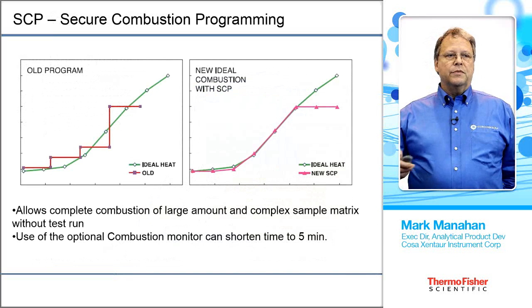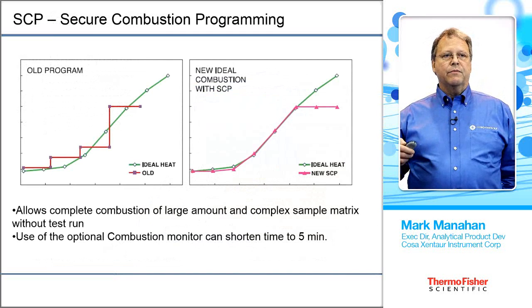On the old system, you only had a couple of positions where you could move the boat in for combustion. The new 2100, they've improved that, where we have more steps and we can move at a very slow rate to ensure that we don't have any incomplete combustions. So you can optimize the combustion to the specific need of the sample.